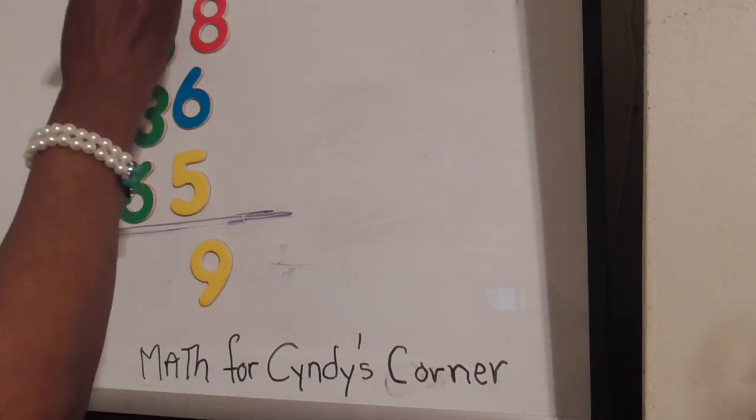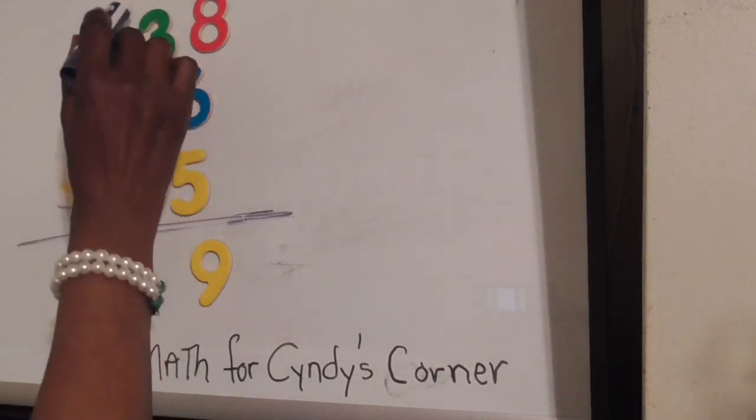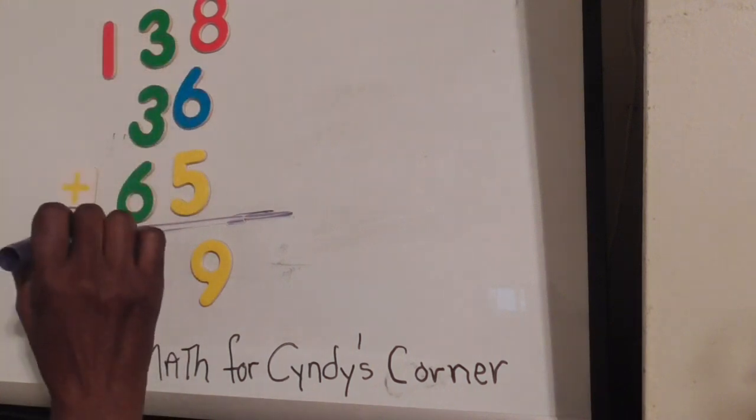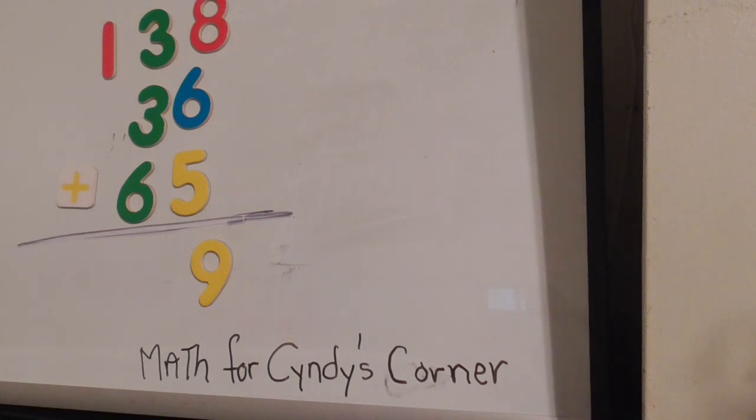We're going to carry the 1. 1 plus 3 is 4. 4 plus 3 is 7. 7 plus 6 is 13.